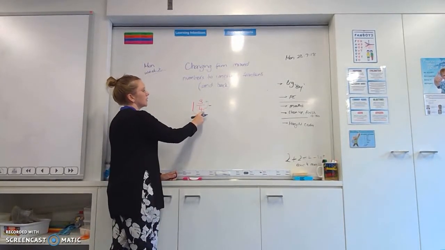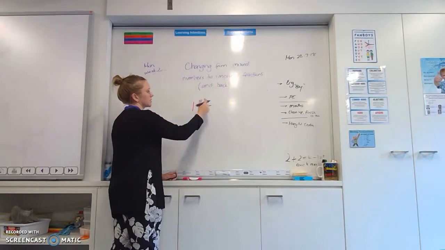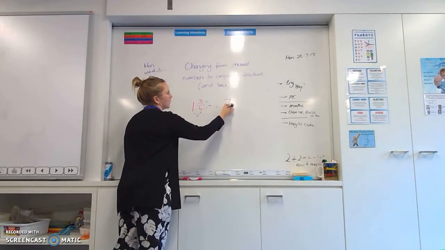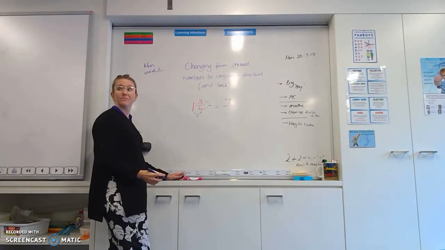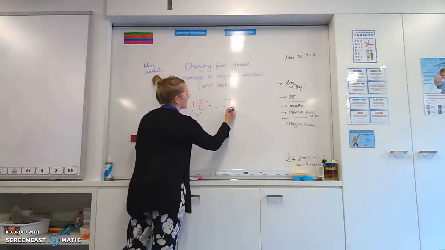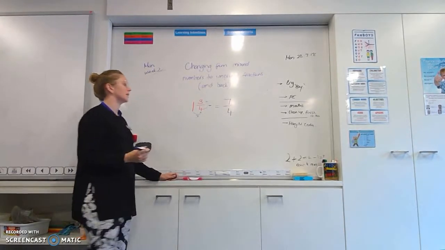So 1 times 4 is 4. 4 plus 3 is 7. Now what do I put down here? 4. Why? Because it's still quarters. Great answer. It's still the same denominator.